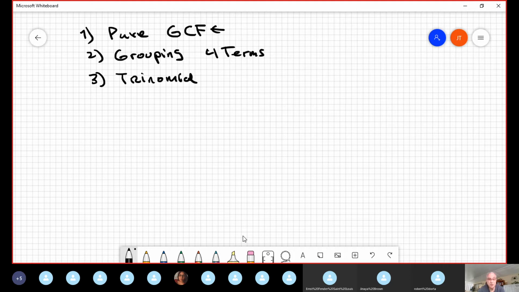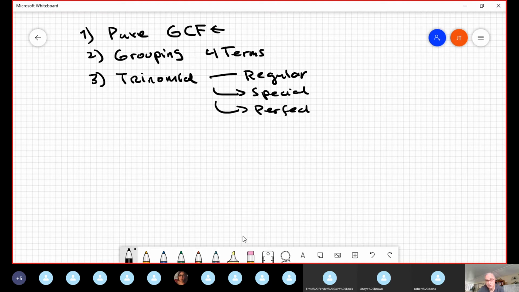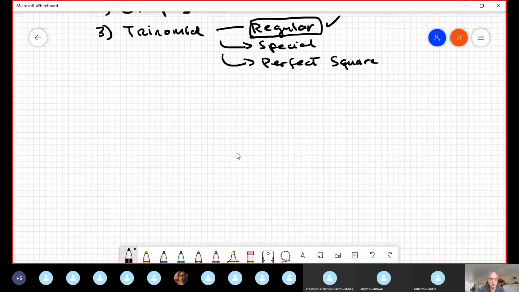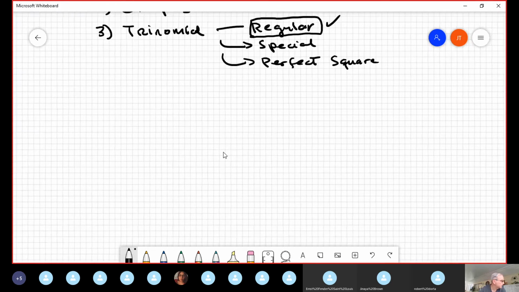Why is it complicated? Because we have different trinomials. We have the regular, we have a special, and we have perfect square. But don't worry, I explain one by one. Let's work on the regular first. When you master regular, then we study special and we study perfect square. Okay. How do you know the regular? What is the idea for this regular?